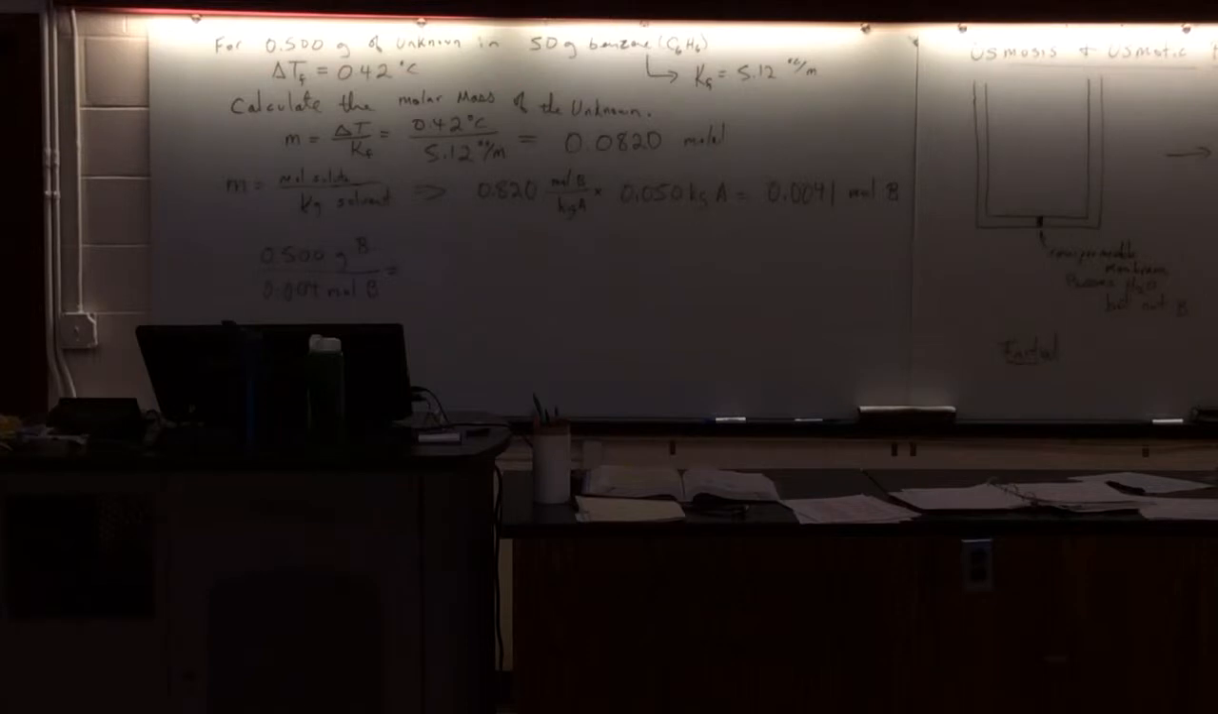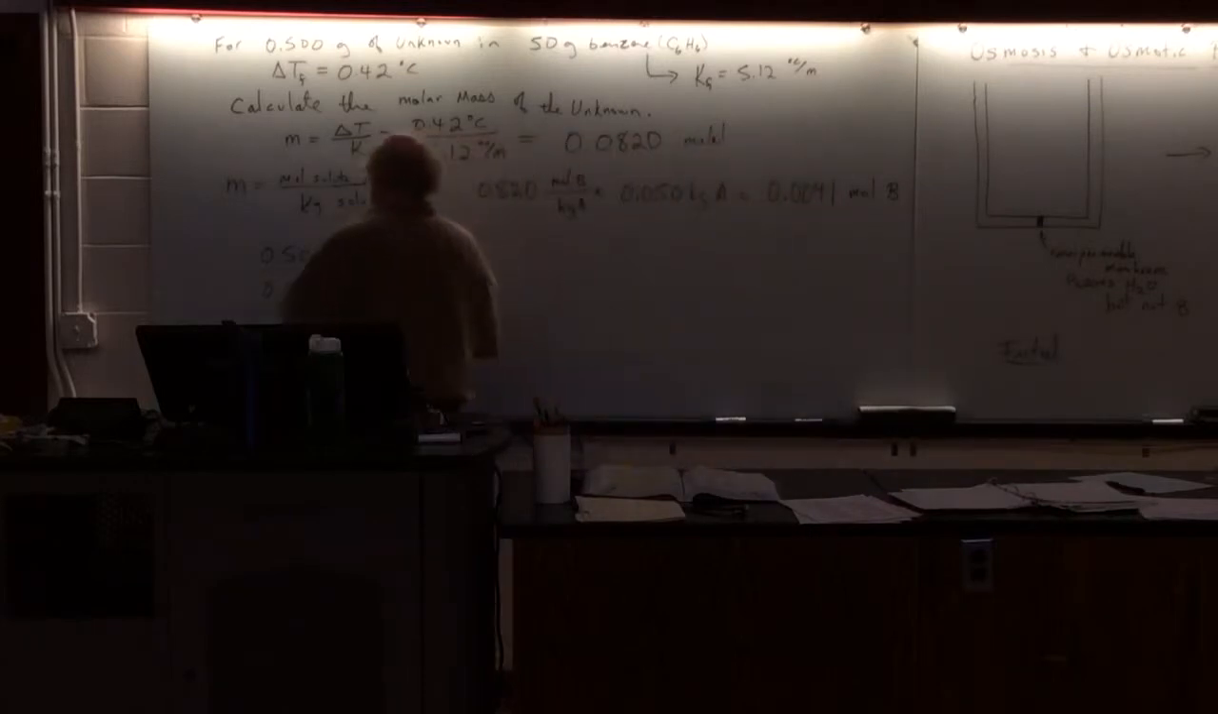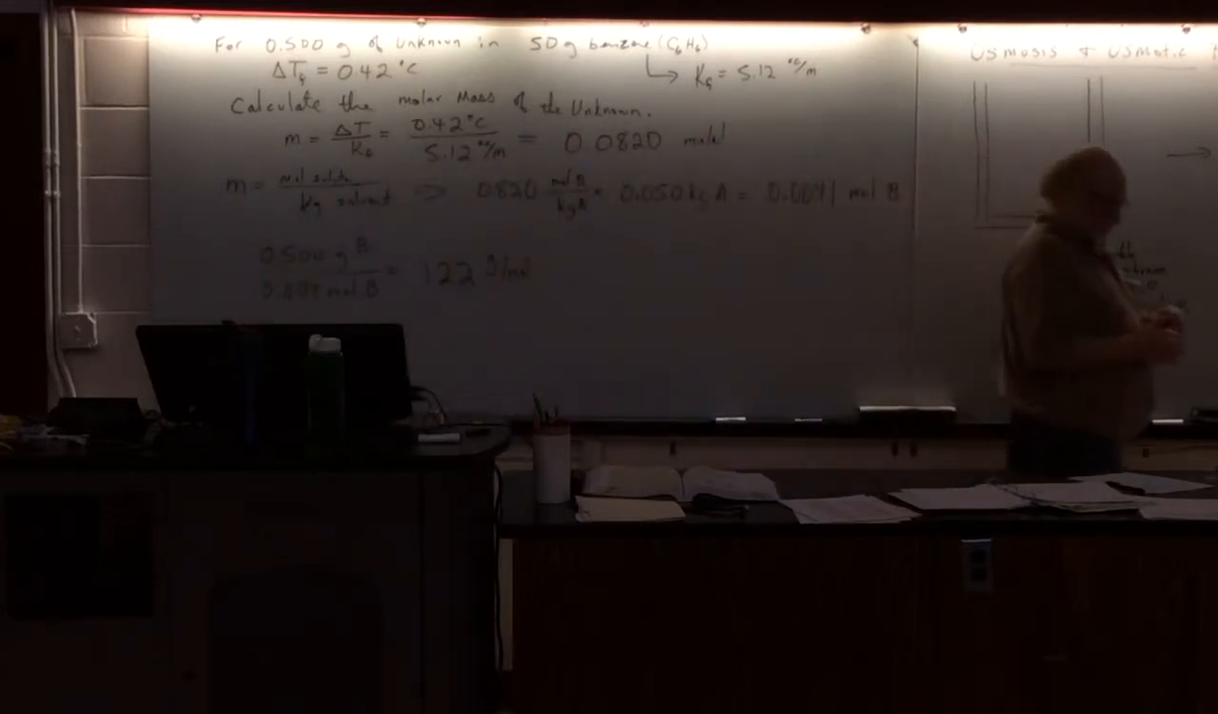So in this mixture, there had to have been 0.0041 moles of B. So you got the number of moles of B, and you've got the fact that there's that many moles in 0.5 grams, and the answer is 122 grams per mole.